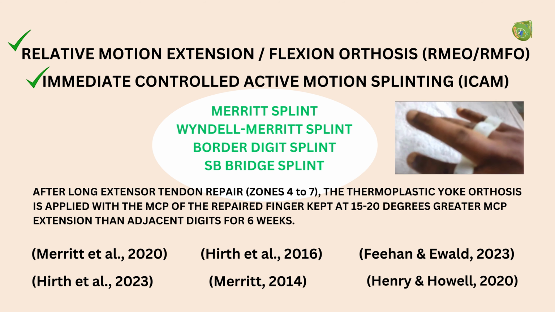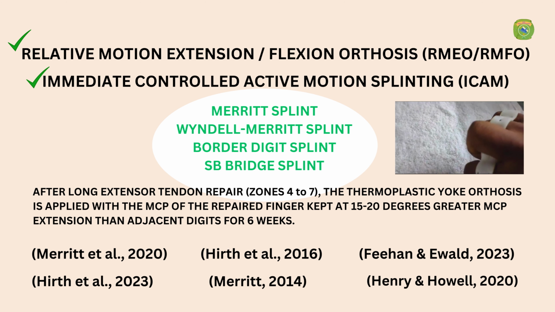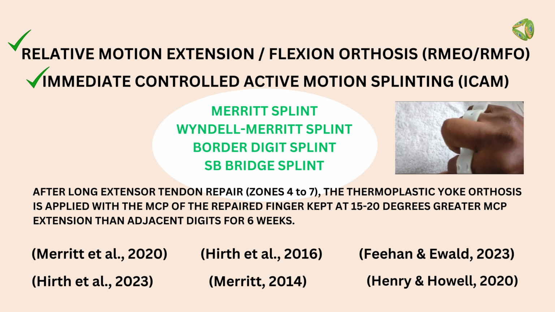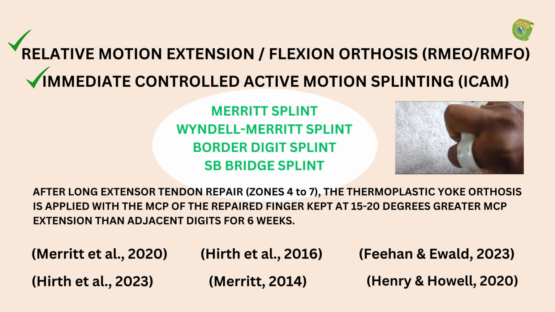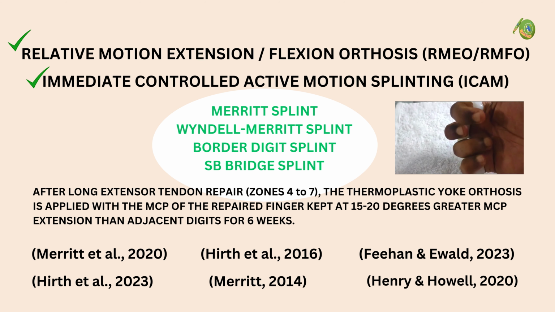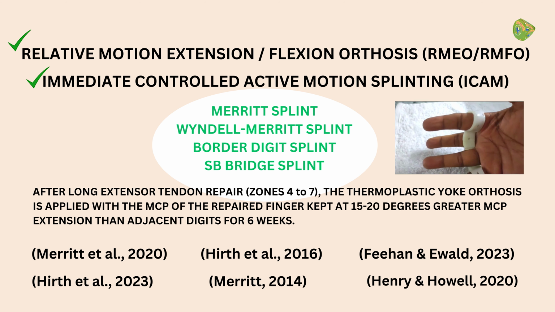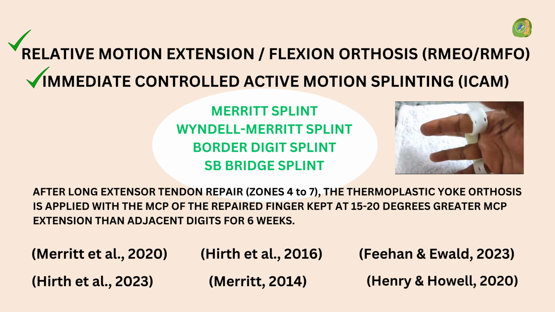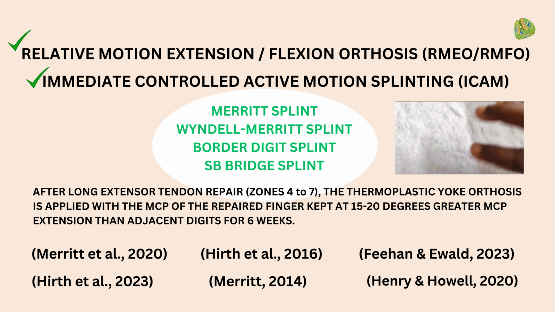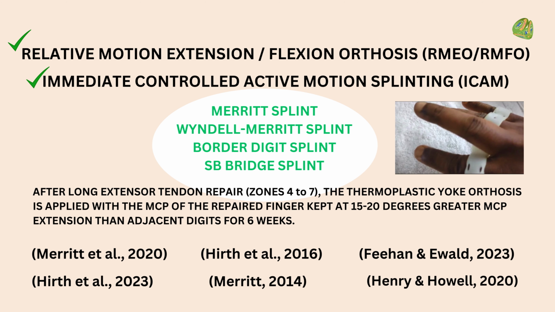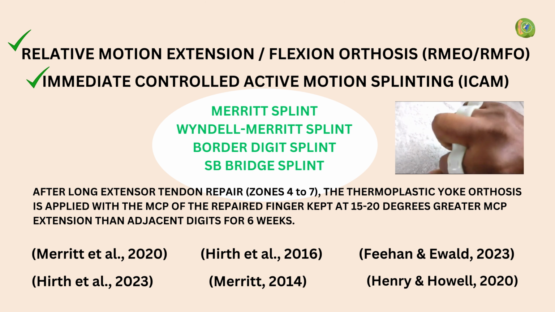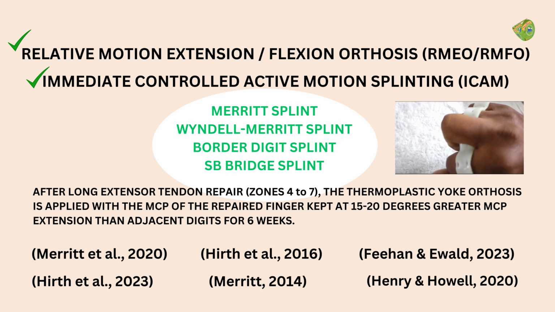The preferred name for the splint as of now is relative motion extension orthosis or relative motion flexion orthosis, as this can be used after flexor tendon repair as well. In this case, the MCP is kept flexed. In the past, so many names had been given for this orthosis, including Merritt splint, to honor him for the invention of this splint. However, it was a wonderful initiative by Hirth et al. to use the term orthosis, or orthoses, instead of splint or splints, as this is considered the accepted current nomenclature. As I have mentioned in the previous video, the nomenclature of hand splints can be confusing at times.